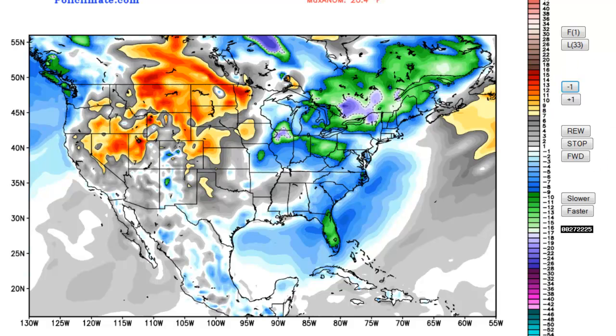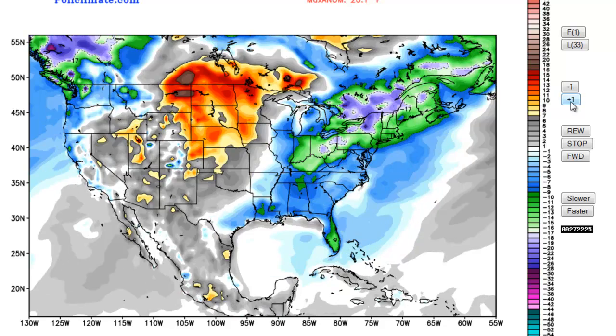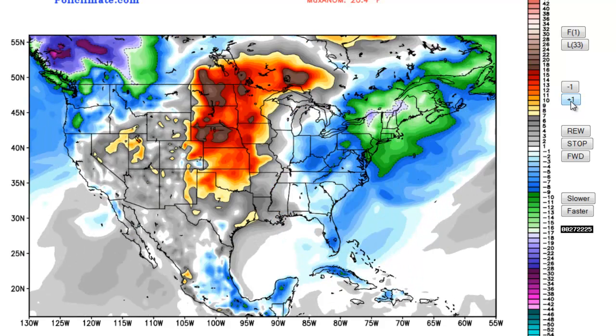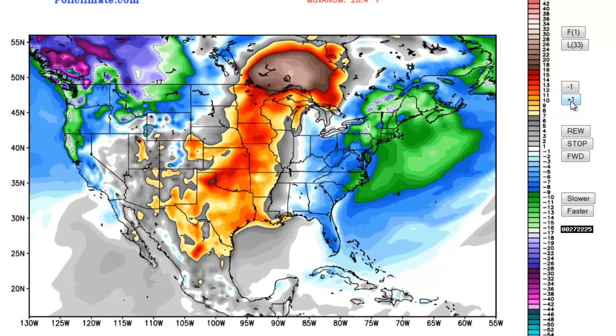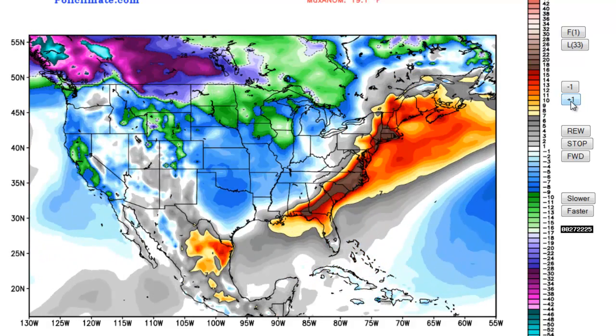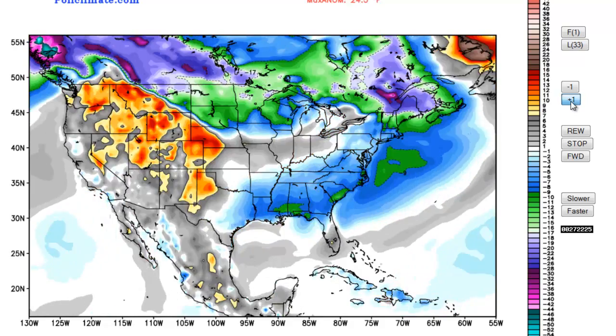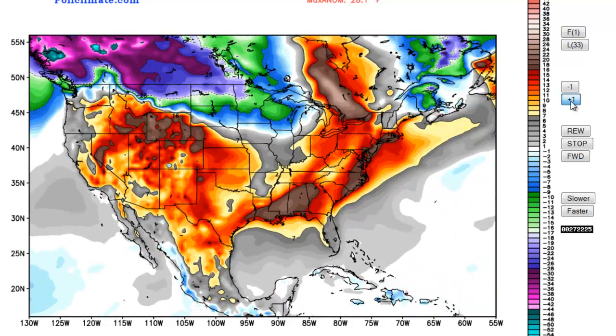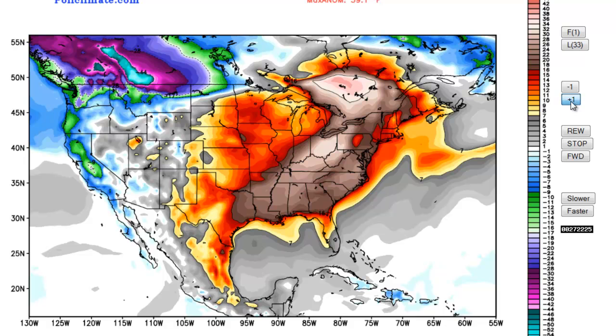Here are the 2-meter temperature anomalies in a little bit higher resolution. So here we are right now, moving through Sunday and Monday, and then by Tuesday we get a shot of above normal temperatures, moving through another shot of cold air Thursday and Friday, and then here we go again with this. We looked at this earlier, this burst of warm air and above normal temperatures that we talked about.